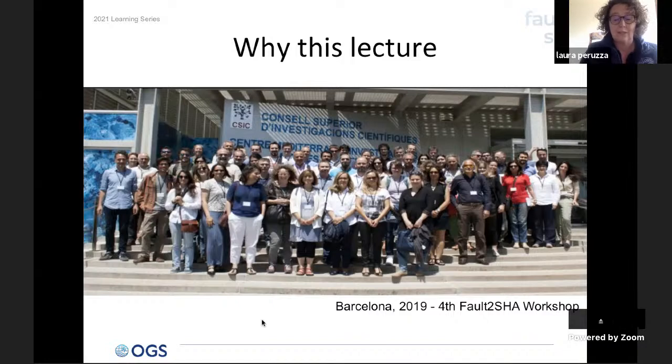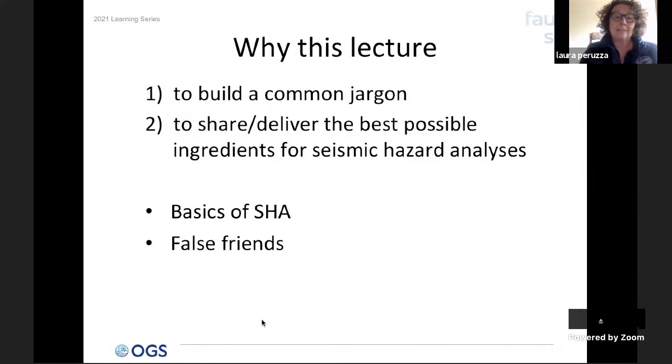I decided to take the opportunity of this lecture to start this kind of little glossary, little dictionary that we can share. The idea is that we can build a common jargon, and deliver the best possible ingredients for seismic hazard analysis, only if we speak the same language. So I will enter into the lecture with some basics of seismic hazard assessment, and then I will try to touch some false friends, in my opinion, of course.